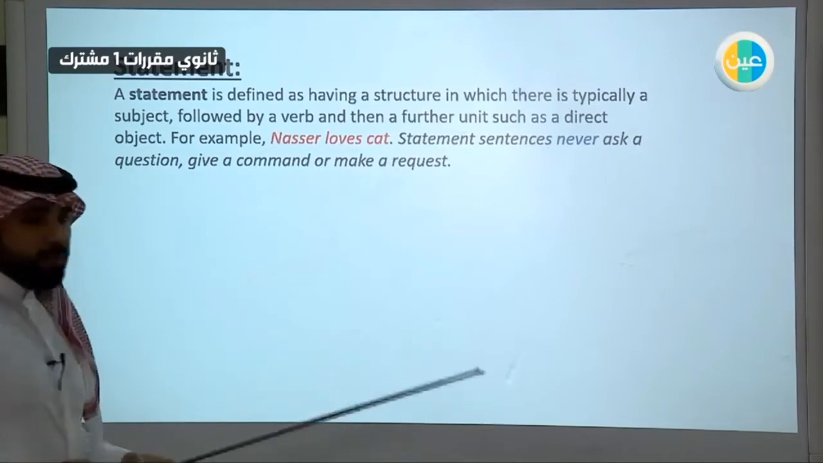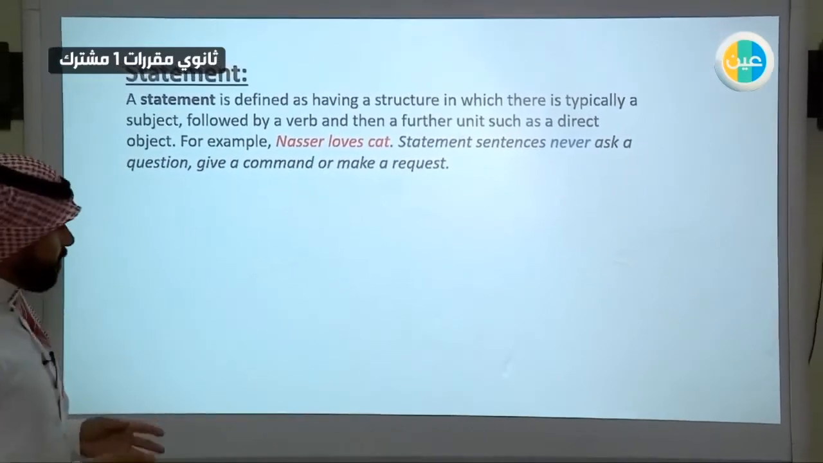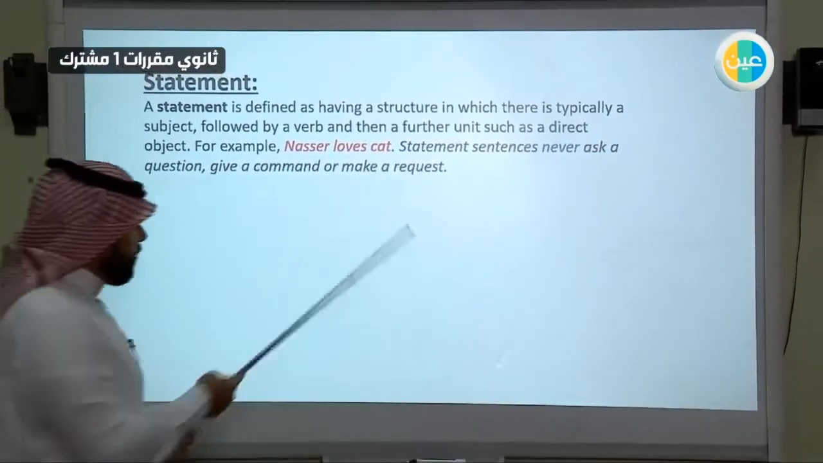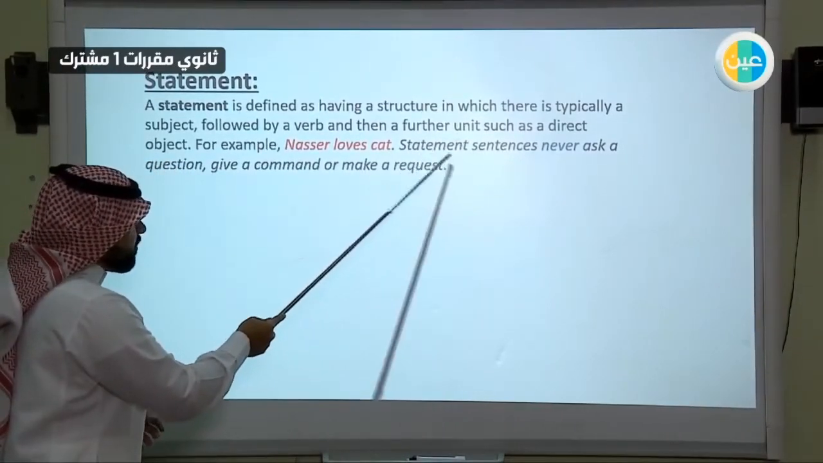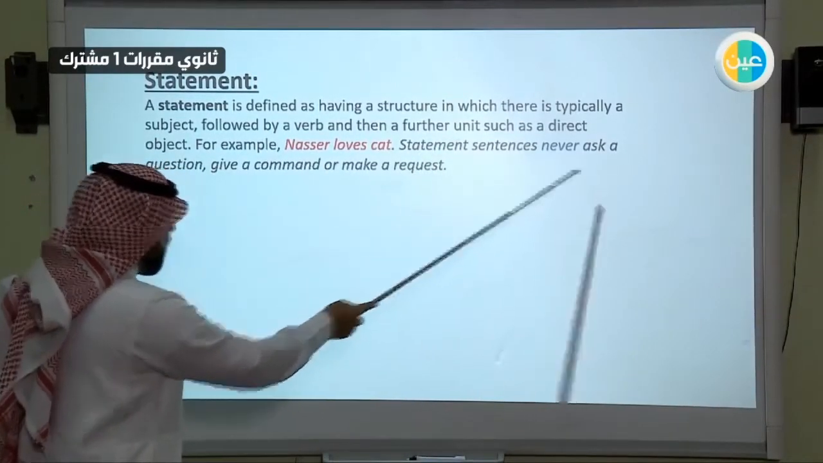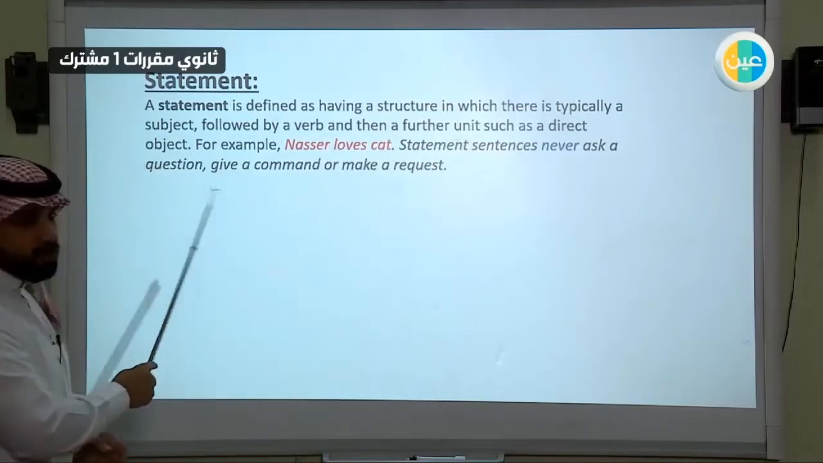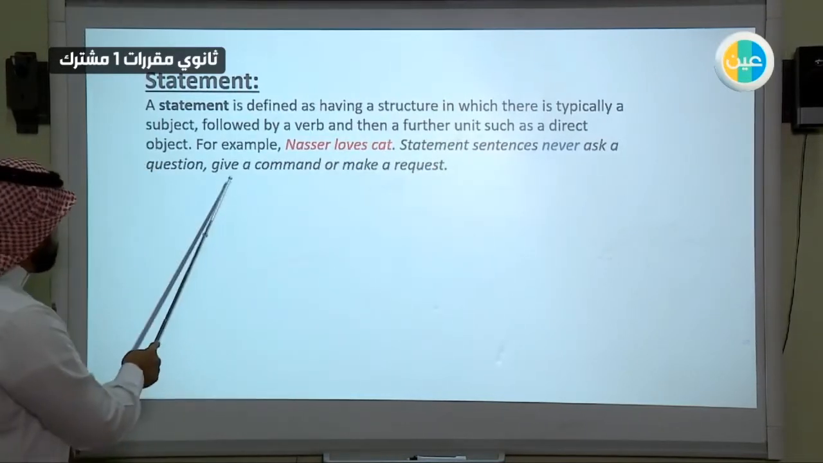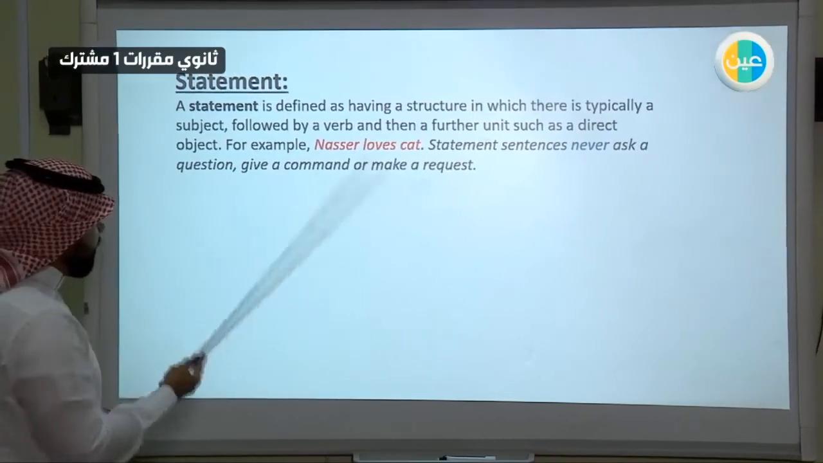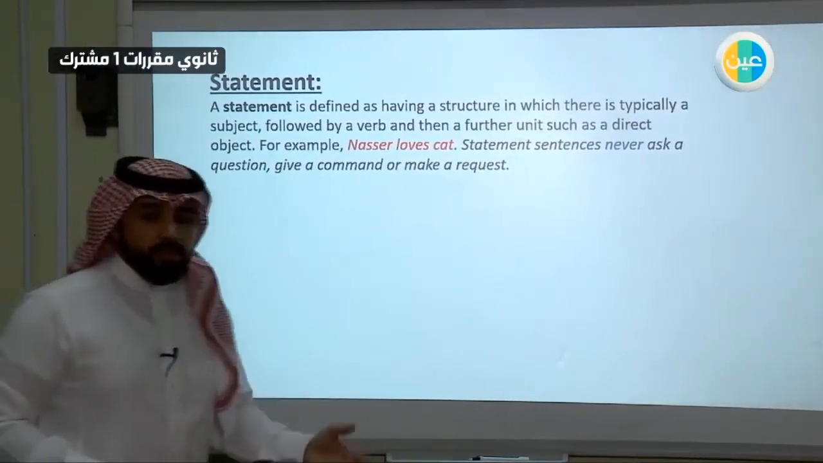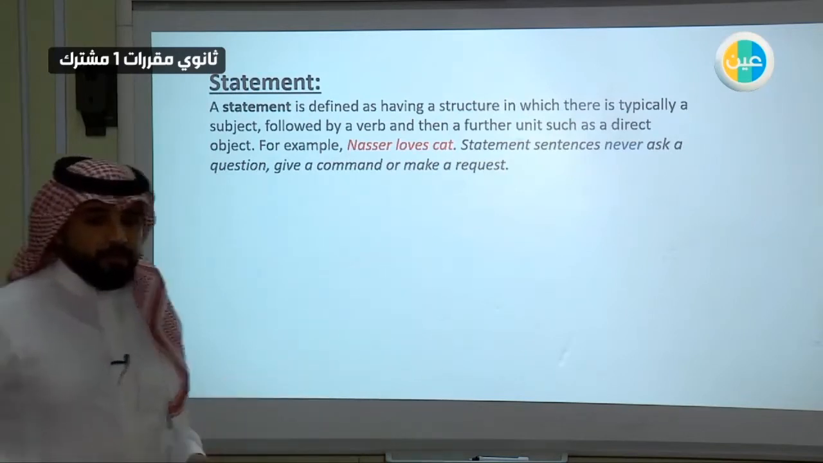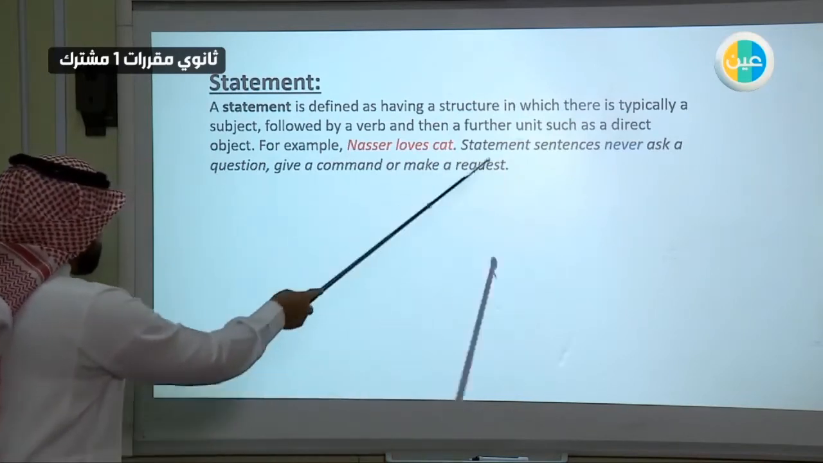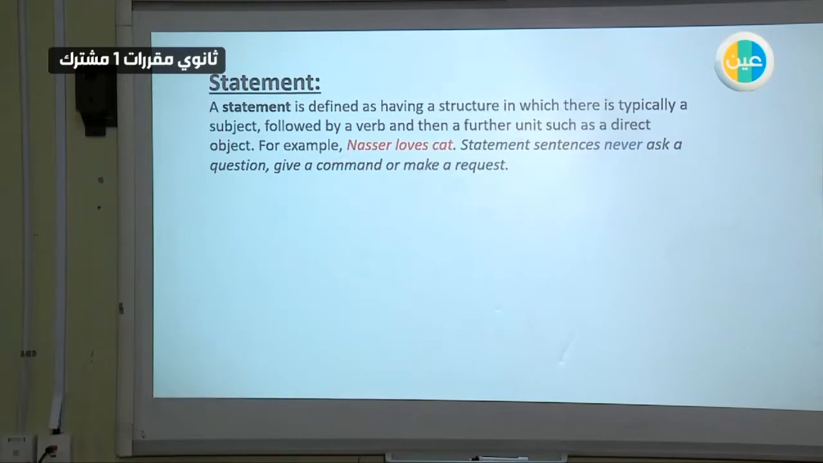If you want to make a difference between statements and others, you could know that statement sentences never ask a question. It couldn't come as a question, or as giving a command, like do this or that, or make a request when you ask for something. We'll take examples about all of these.